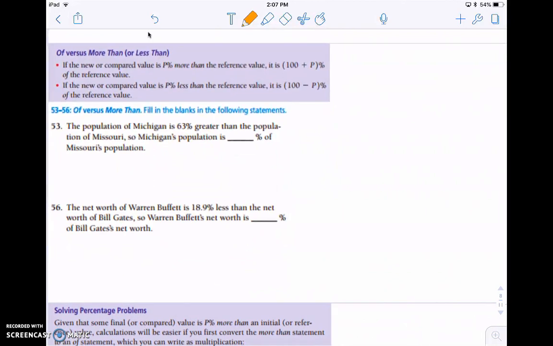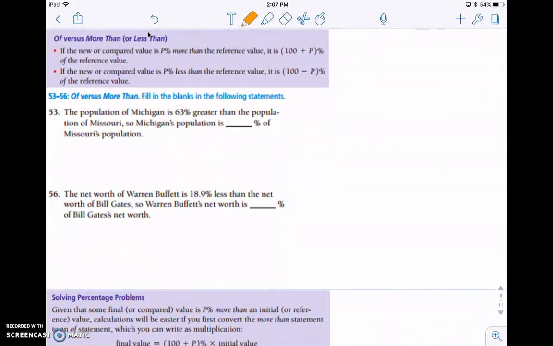Okay, so next we're going to be looking at this idea of more than or less than. So when we're comparing something, if a new or a compared value is, we call it P% more than the reference value or the starting value, it is 100 plus P% of the reference value. If it's less, we do 100 minus P%. So let's do an example here and get an idea of what we mean by this more or less than.